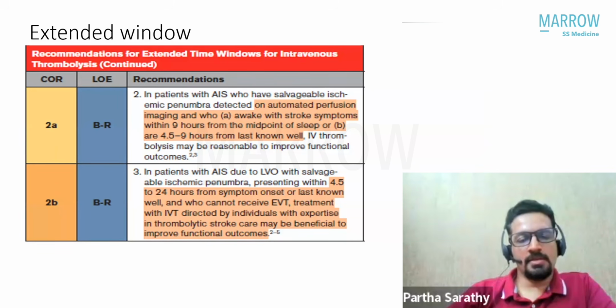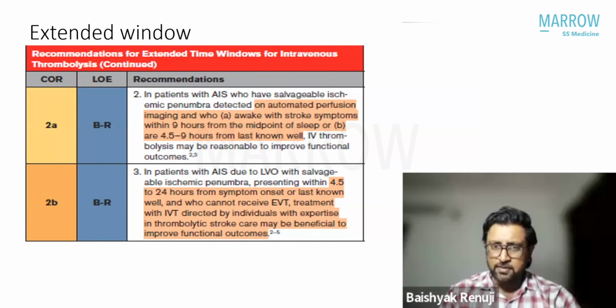The easy way to remember is any patient who is having a diffusion FLAIR mismatch within 24 hours, I think it helps us to remember that the patient can be taken for thrombolysis. The only thing is that when perfusion comes into play, then we are in a difficult scenario. If you require a perfusion study, then we may not have that facility. That is the issue. Chandu, what is your opinion on that?